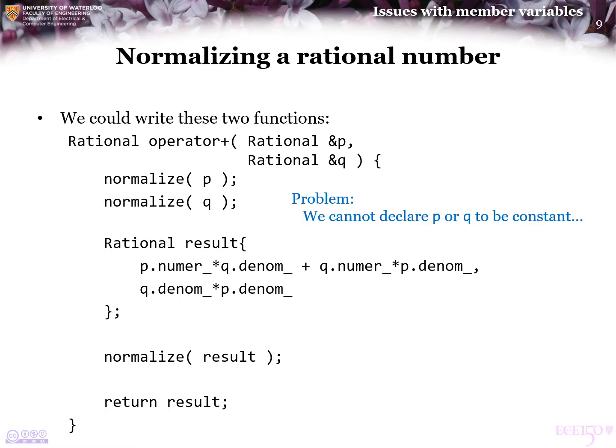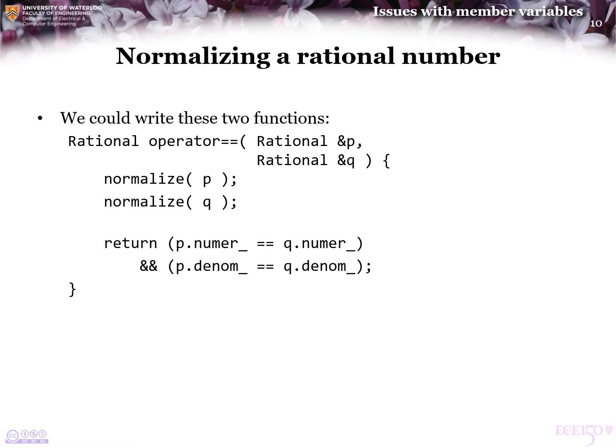Now, there are some problems here. We can no longer declare p or q to be constant. So now, if we calculate the sum of two rational numbers, we may actually change the arguments. Is that a good idea? Probably not. Also, there's a lot of overhead going on here. We're calculating the GCD 3 times, and if p and q are already in normal form, the GCD of p and q initially will be 1, so we've done a lot of work for no benefit.